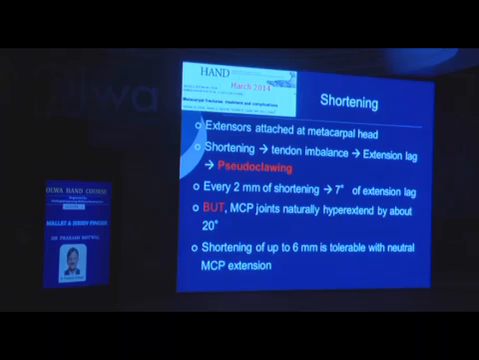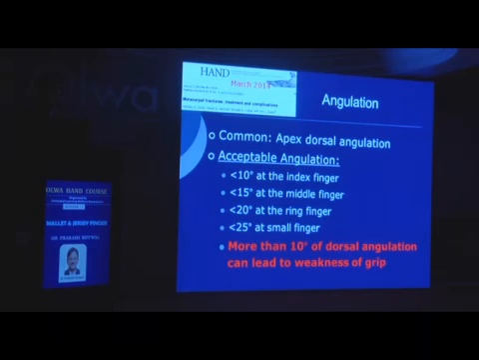As a very recent article of the hand points out, the extensors are attached at the metacarpal head, you all know. The shortening therefore causes imbalance and an extensor lag, which is called pseudoclaw, because then the patient will not be able to flex the MP joint completely. Every 2 millimeters of shortening of a metacarpal can lead to 7 degrees of extensor lag. And therefore, shortening of only up to 6 millimeters is tolerable with neutral MCP extension. These are little finer details about this.